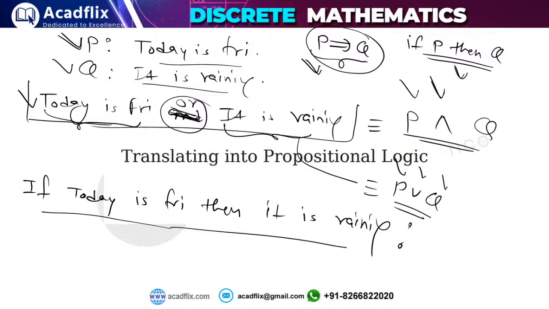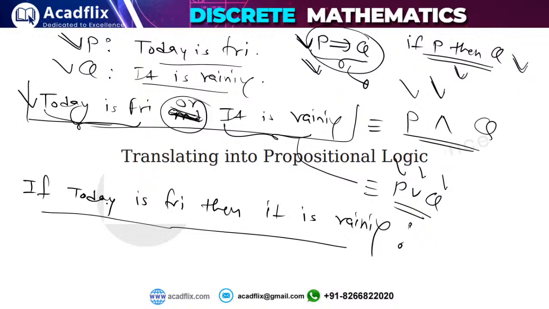So this P implies Q, how do we read it in English? We read it like this: if P, then Q. In Hindi, if you want to read it, then how will you read it? Yadi P tab Q, I think. Yadi P tab Q. So you can see this is how you can read any propositional logic formula in your natural language, English, Hindi, Tamil, Malayalam, in any language. This formula, P implies Q, you can read in your natural language like this: if P then Q.